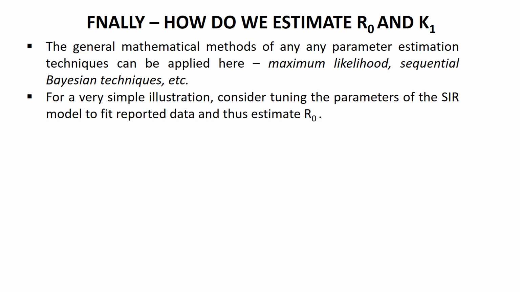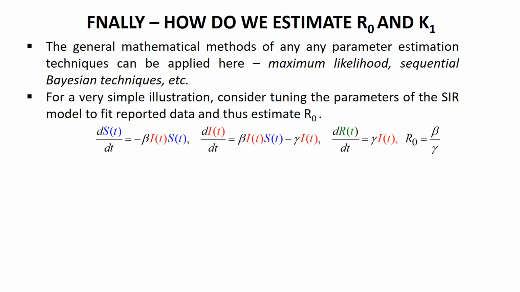But just for a very simple illustration in a sort of non-mathematical way, let's consider tuning the parameters of the SIR model we've already talked about to fit the reported data and thus estimate R0, because we know that R0 is included in the 2 parameters of the SIR model. So there's the SIR model again, and there's the 2 important parameters beta and gamma, and we know that R sub 0 is equal to beta over gamma.